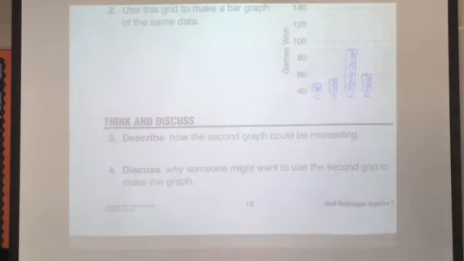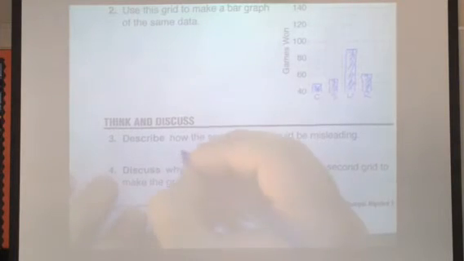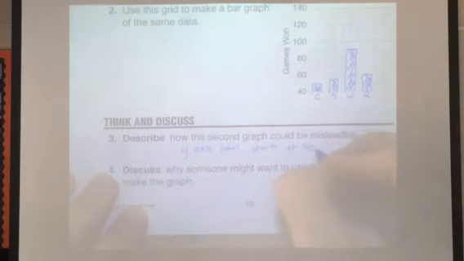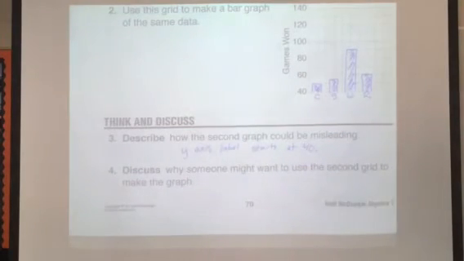For question 3, describe how the second graph could be misleading. Hopefully you noticed that on the left side, your y-axis label starts at 40. So it should look like the Cougars didn't win very many games compared to the Whales, that the Whales were almost double and triple their size. Hopefully you noticed that.